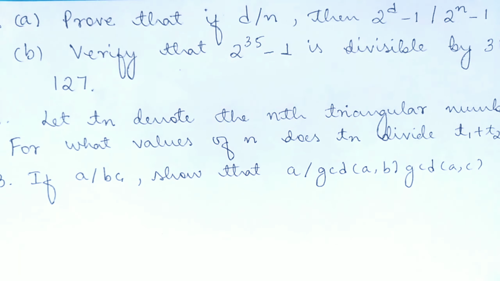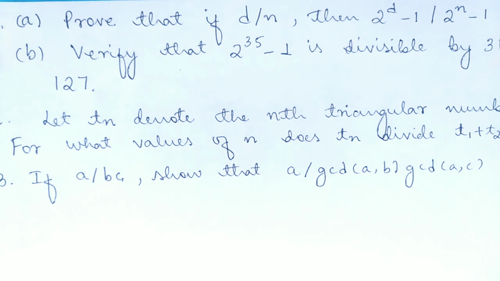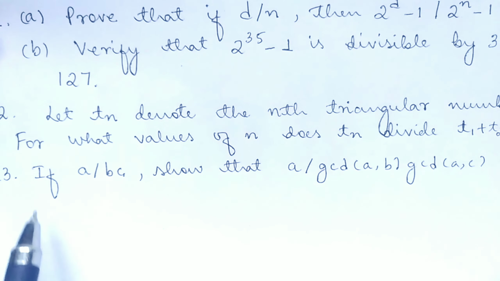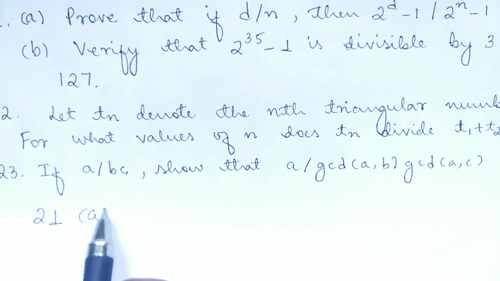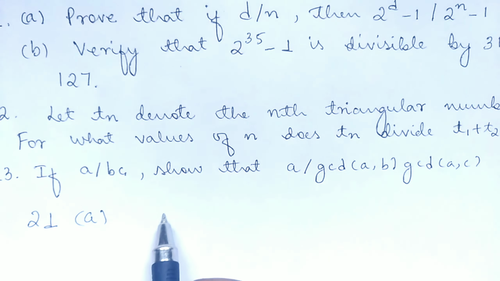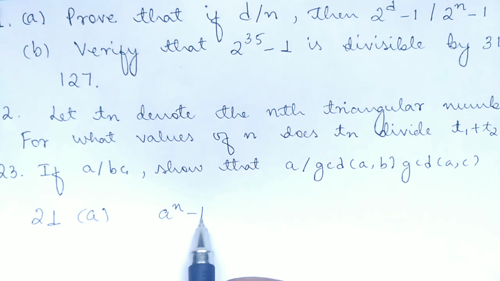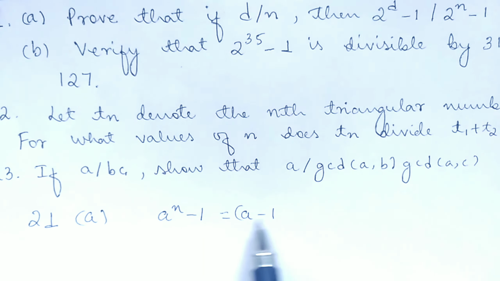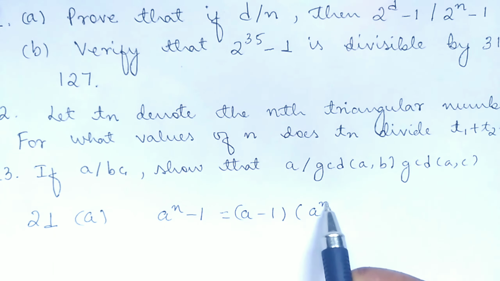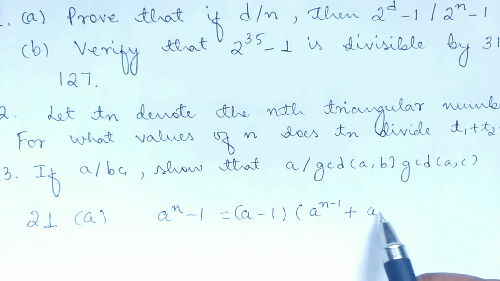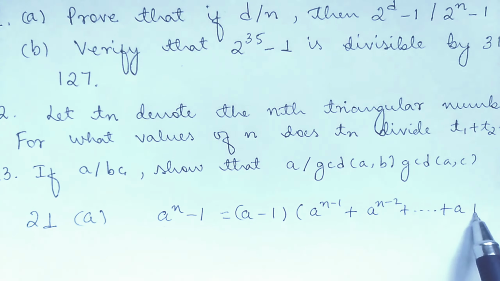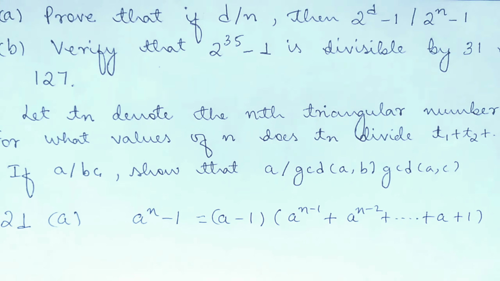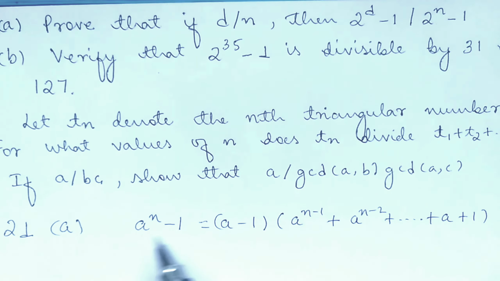And we can do this by using an identity. See, 21a. Use this identity: a^n minus 1 is equal to (a minus 1) times (a^(n minus 1) plus a^(n minus 2) plus ... plus a plus 1). Okay, let's see how do we make use of this identity for this particular problem.